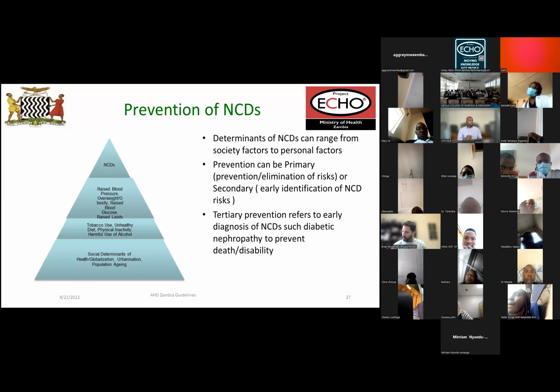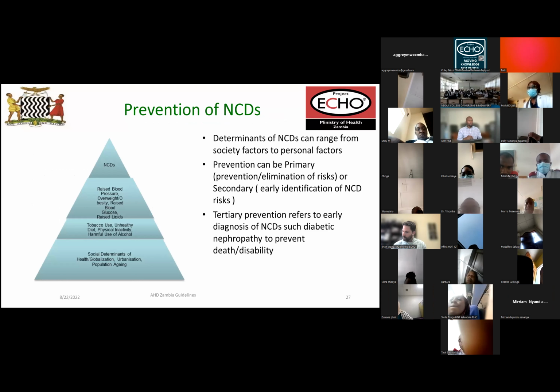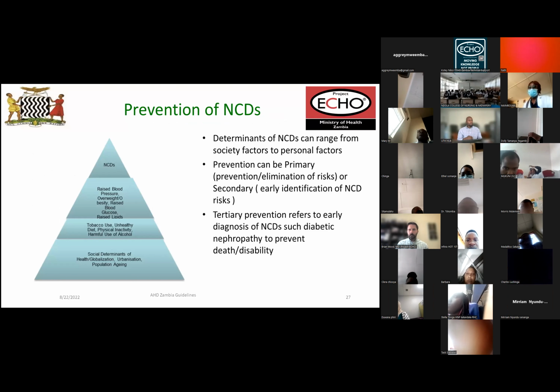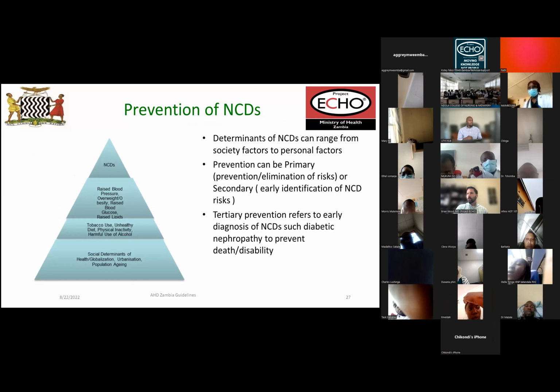This pyramid here just shows where the risk starts from. It starts from social determinants of health, which include globalization, urbanization, and an aging population, just like in our HIV population. And then the 4 risk factors that we have already described. Those 4 risk factors can lead to metabolic issues, which are raised blood pressure, overweight, raised glucose, and raised lipids, which then lead to NCDs. Next.